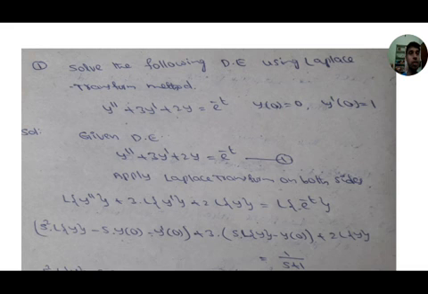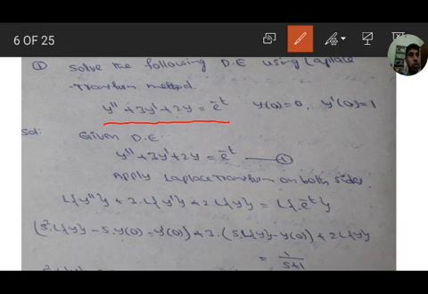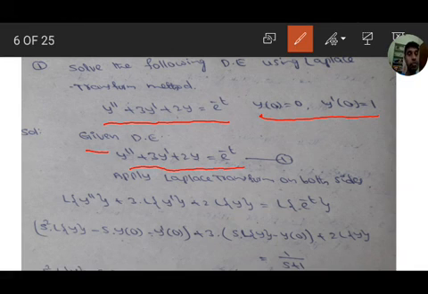Solve the following differential equation using the Laplace transform method. That is y double dash plus 3y dash plus 2y equal to e to the power of minus t, with y of 0 equal to 0, y dash of 0 equal to 1. Here it is a non-homogeneous function. So, given the differential equation y double dash plus 3y dash plus 2y equal to e to the power of minus t, apply Laplace transform on both sides.